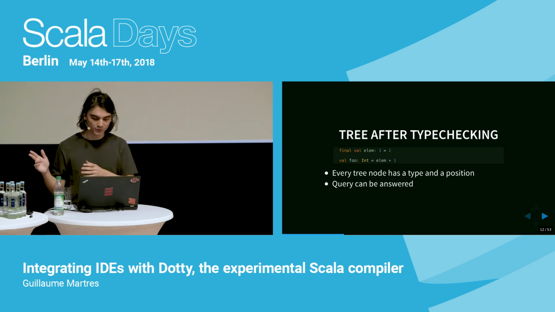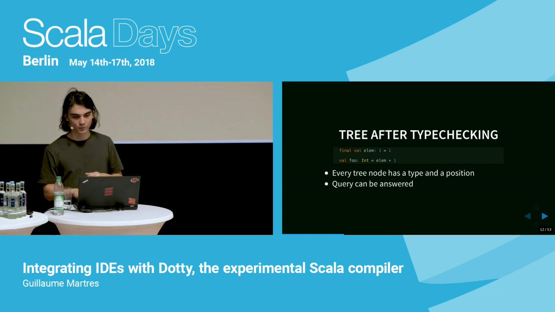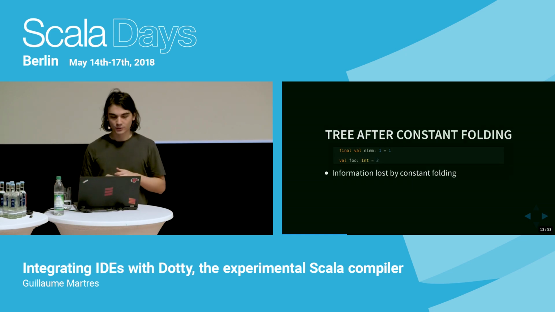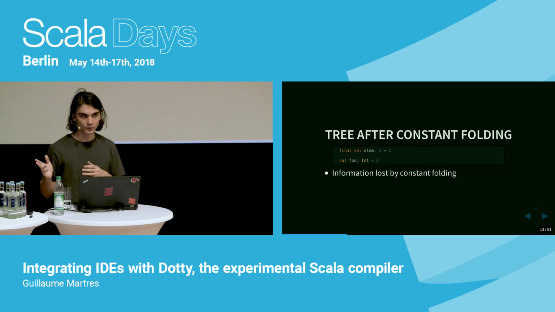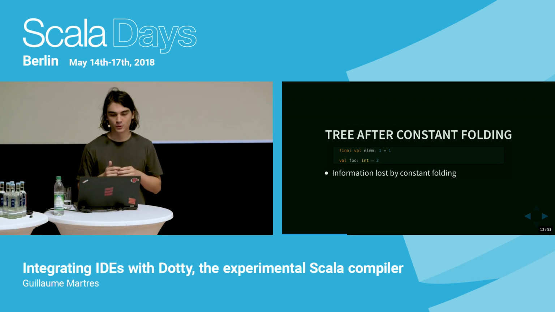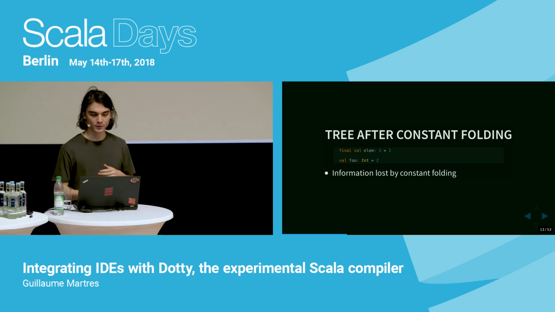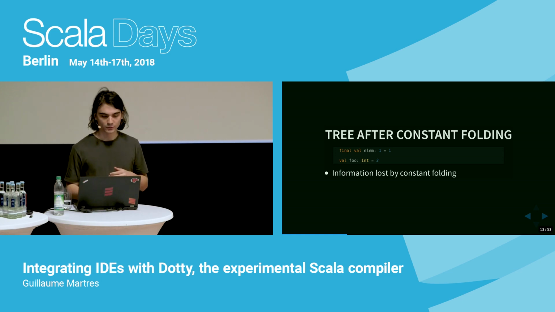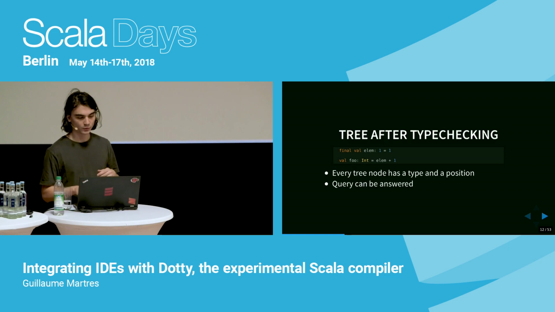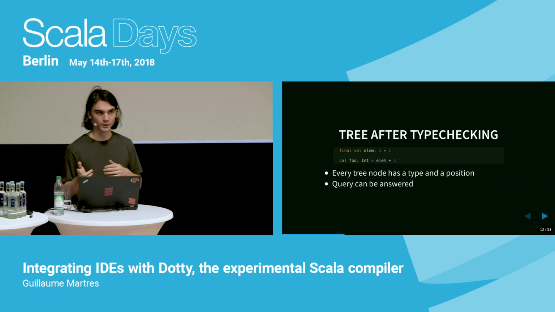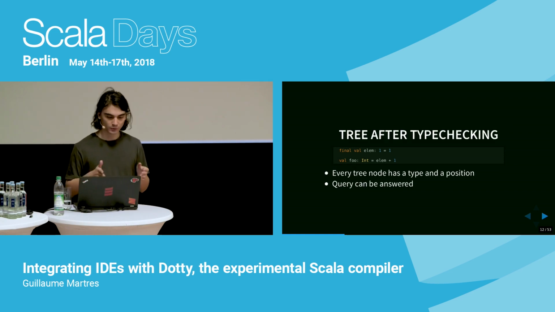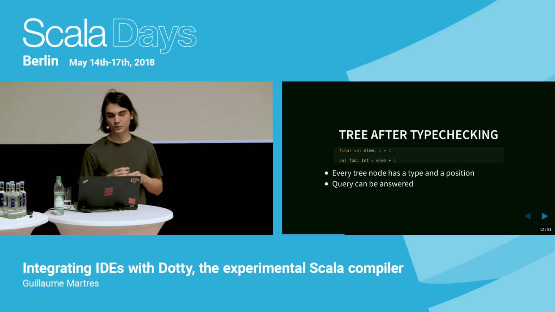But if we go a little bit further in the trees produced by the compiler, say we go after constant folding, then at this point we cannot answer the user query anymore because information has been lost by constant folding. We went from LM plus 1 to just 2 as the tree. And at this point you don't know that there was a tree called LM, so you can't jump to the definition of LM.